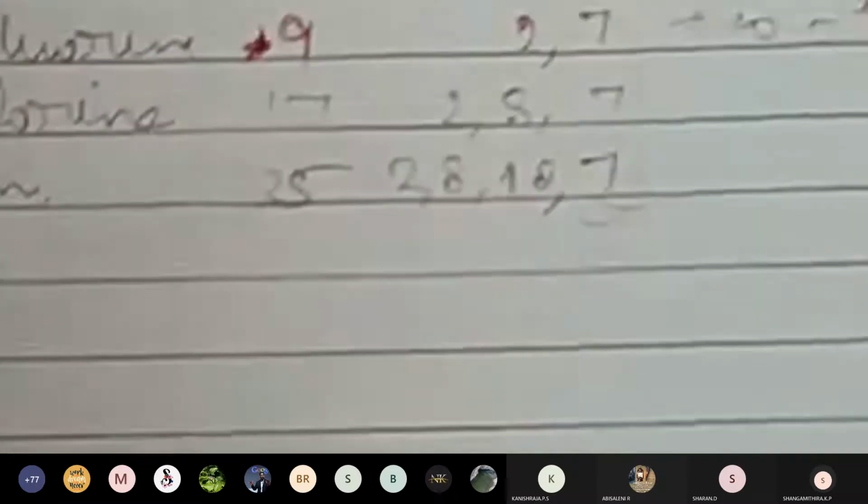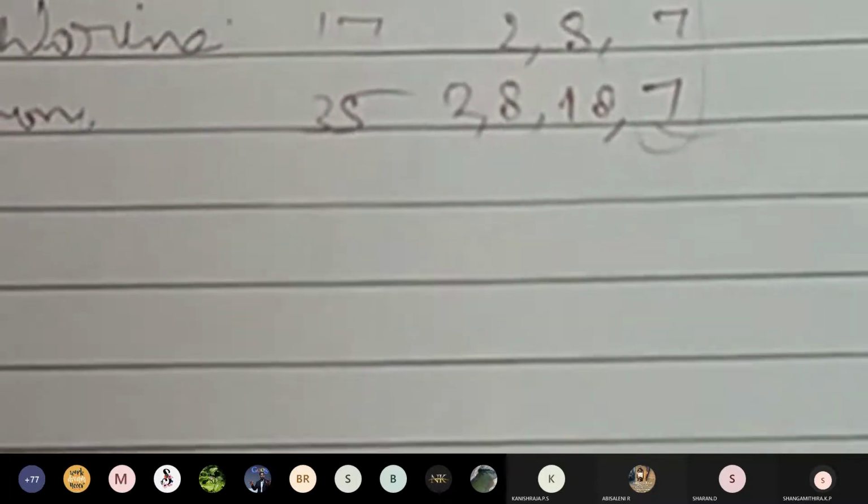So now fluorine, chlorine and bromine belong to which group? 17th group, sir. They belong to the 17th group. And which period? The period changes for each one. Fluorine belongs to which period? Second period. Chlorine belongs to third period, sir. And bromine belongs to 4th period, sir. So like this only you can find the periods.